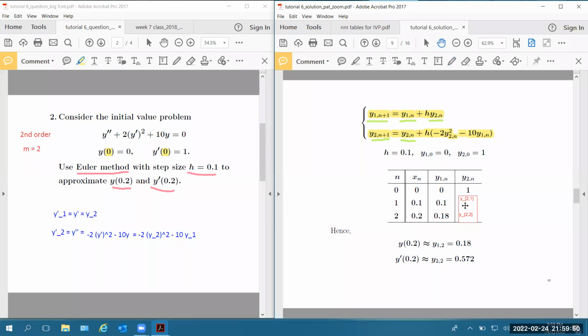So you do this, then you get to here. As I mentioned, your y1 is your y, so this is actually your y. When you want to get your y value, they want to get y at 0.2, so this is actually the y, this is your x. Y at 0.2 is this, and this is actually the y prime at 0.2. That's why you get these values. Is that okay, class? Any questions? So this one I go slower.